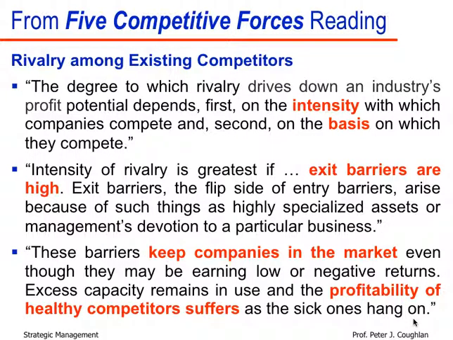Well, again, going back to the reading, the five competitive forces reading, this is under the section on rivalry. The degree to which rivalry drives down an industry's profit potential depends first on the intensity with which companies compete and second on the basis on which they compete. Intensity of rivalry is greatest if exit barriers are high. Exit barriers, the flip side of entry barriers, arise because of such things as highly specialized assets or management's devotion to a particular business. These barriers keep companies in the market even though they may be earning low or negative returns. Excess capacity remains in use and the profitability of healthy competitors suffers as the sick ones hang on.